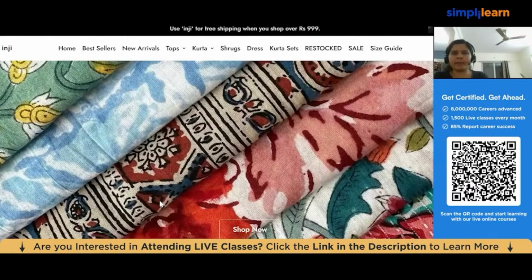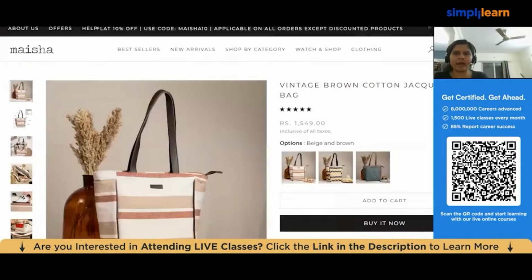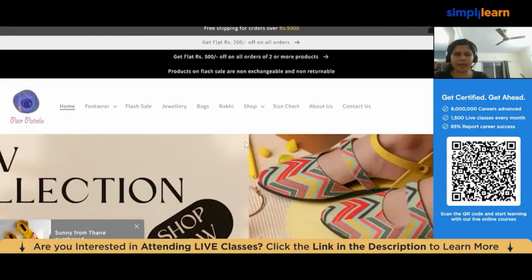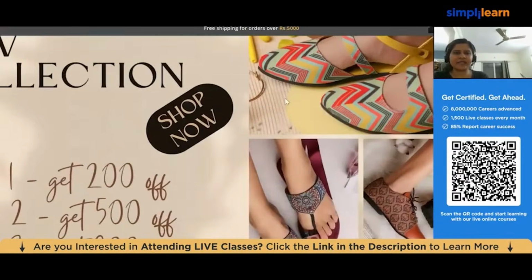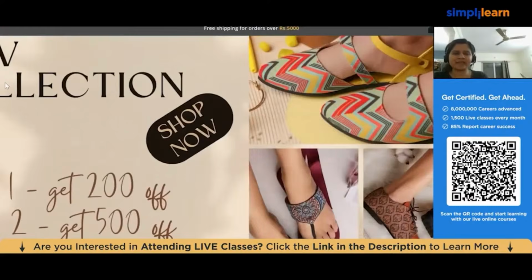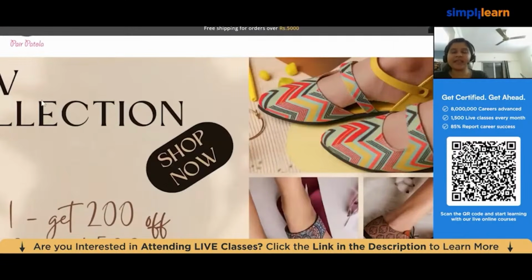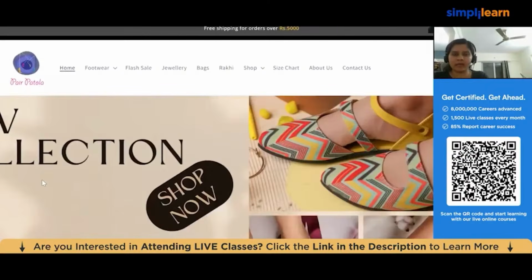And now Pair Patola. Third is Pair Patola, starting with when you open the website, the brand logo, the brand color, nothing matches. It's very cluttered, it's very haywire. Even if you see this banner, guys, the banner is cropped out. If you would have observed, their main banner, their main picture is looking cropped out for me.